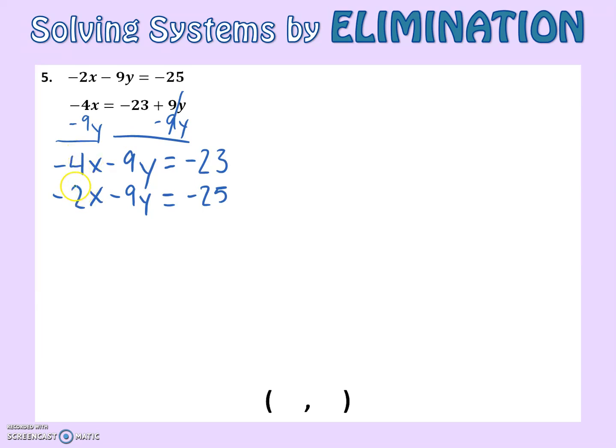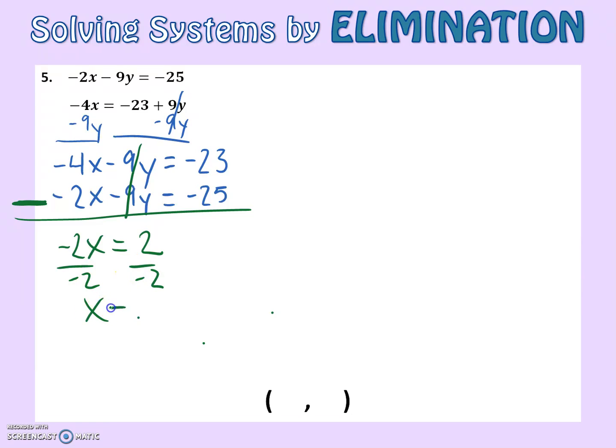So now I'm just going to do what I normally would. The coefficients on the x's don't match, but the coefficients on the y's do. And we notice that they're both negative, so same sign, subtract. So here comes my big minus sign out front, and I just subtract away like normal. Negative 4x minus negative 2x is negative 2x. These cancel. Negative 23 minus negative 25 equals 2. And when you solve that through, you should get x equals negative 1.